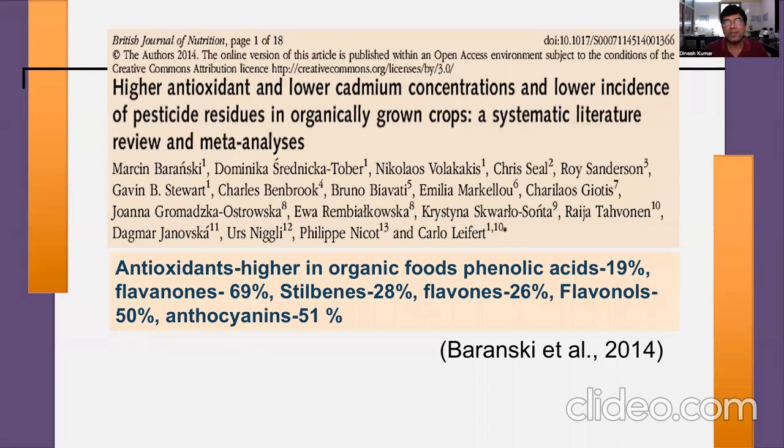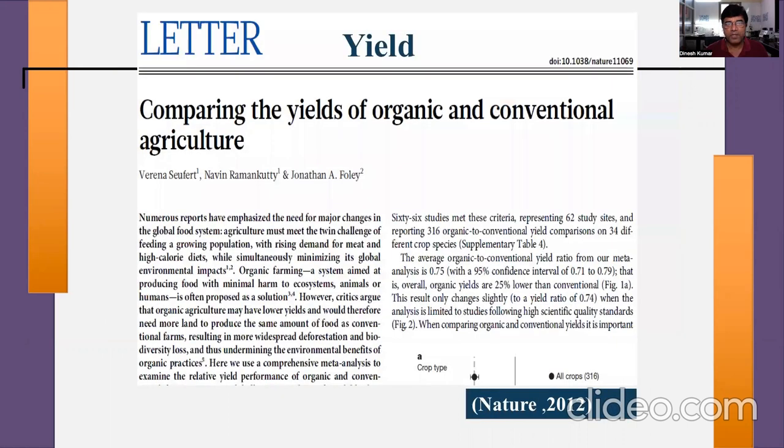Generally, antioxidants give color to fruits and vegetables. Some vegetables and fruits you will find purplish in color, like the purple grape. Many times those colors are because of the presence of certain pigments or antioxidants. Examples may be phenolic acids, flavonoids, stilbenes, flavones, flavonols, anthocyanins. A variety of organic compounds are part of antioxidants, so they are all kept under the group antioxidants. So these healthy elements are there in organic food, 50% more on average.